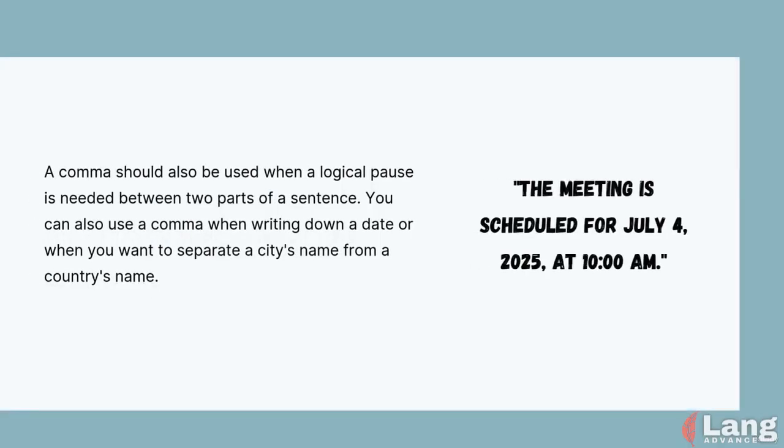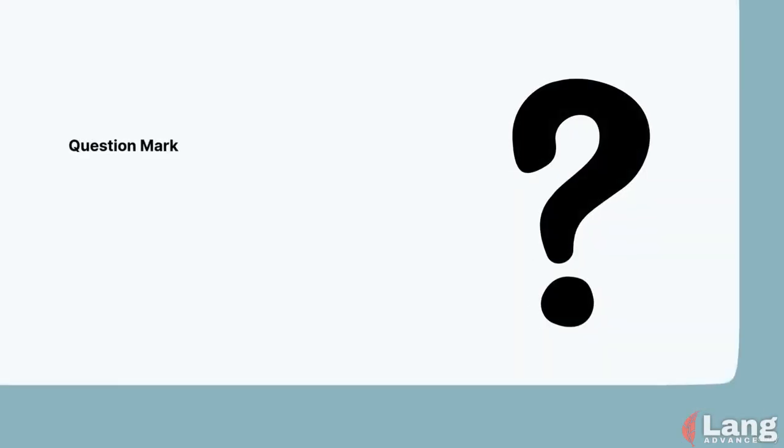A comma should also be used when a logical pause is needed between two parts of a sentence. You can also use a comma when writing down a date or when you want to separate a city's name from a country's name.